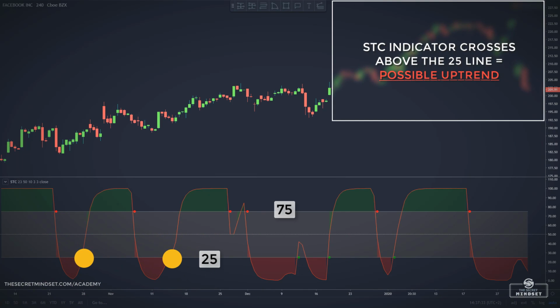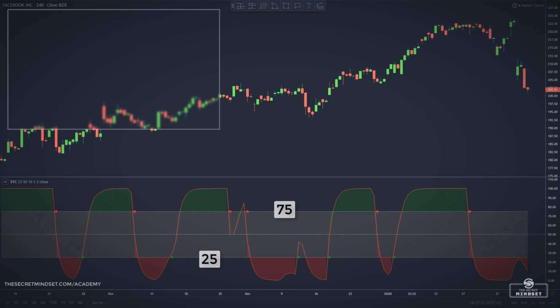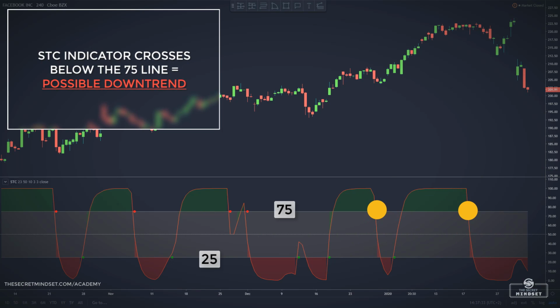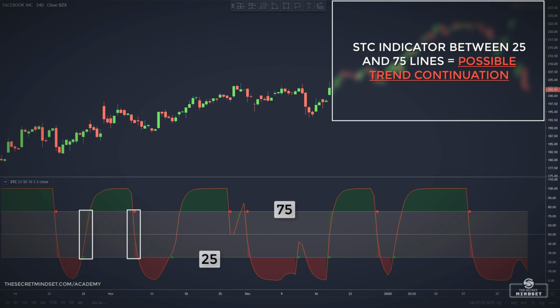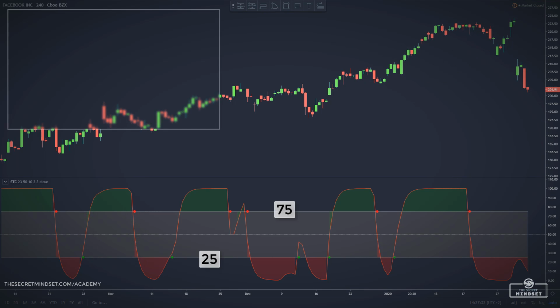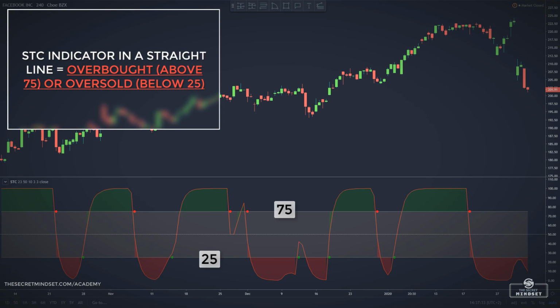When the indicator crosses above the 25 line, an uptrend is observed. When the indicator crosses below the 75 line, a downtrend is believed to be present. When the indicator is between the 25 and the 75 lines, the trend is developing in one of these two directions.